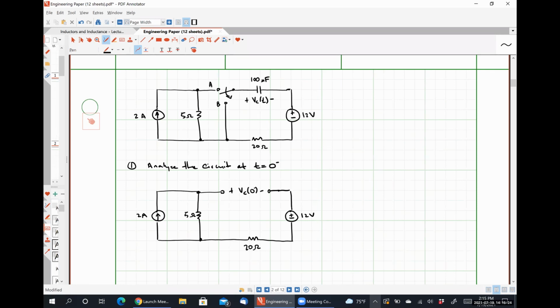Would it not just be 12 volts? It would not. Oh, okay. Could you do source transformation on that voltage source on the right that's in series with that 12 and 20? You could change that to a current source and then add up your currents and stuff like that, maybe. So you couldn't add the currents together because they're not going to be in parallel.